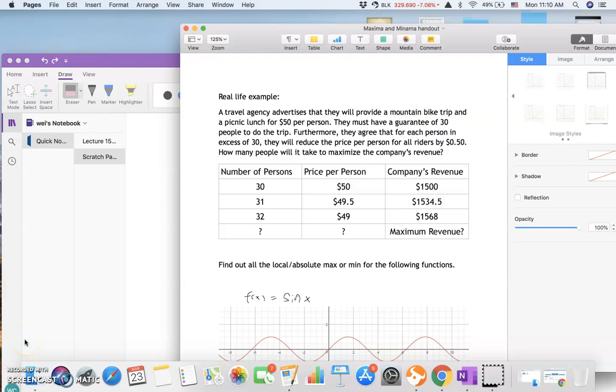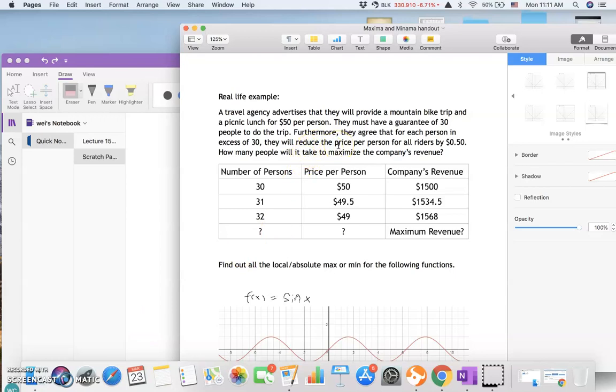Hi everyone. In this video, we're going to study how to use the derivative to find the maximum and the minimum value of a function. Knowing how to find the maximum or minimum value of a function has a lot of real-life applications. For example, if we look at this problem, sorry.